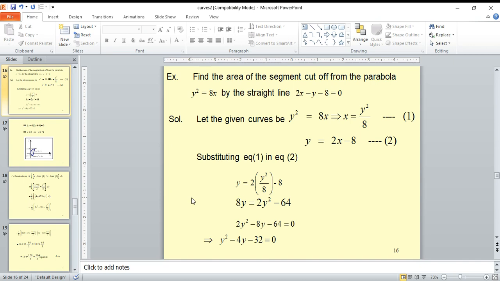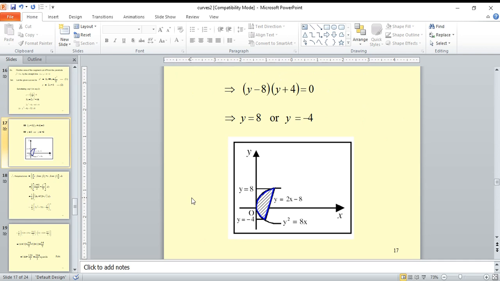Take out 2 outside, 2 was common: y square minus 4y minus 32 equal to 0. Factorization: y minus 8 into y plus 4 equal to 0. That is y equal to 8 and y equal to minus 4.